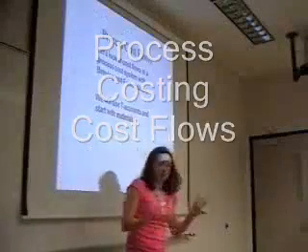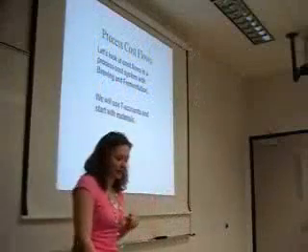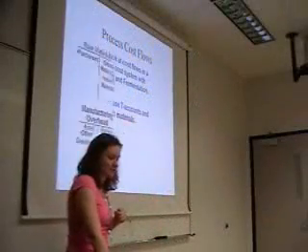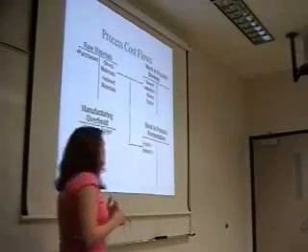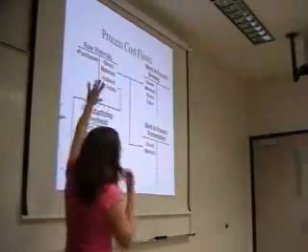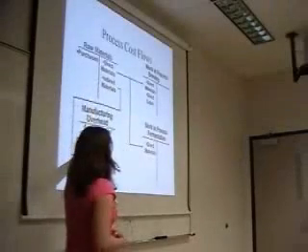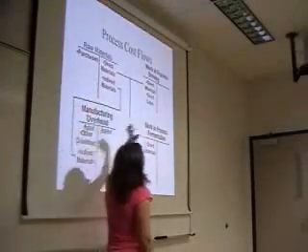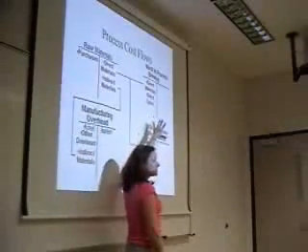Little bit of these cost flows. Let's take the brewing and fermentation stage first. How similar? We have the basic raw materials, direct materials. We have the manufacturing overhead account. We also have our work in process account.